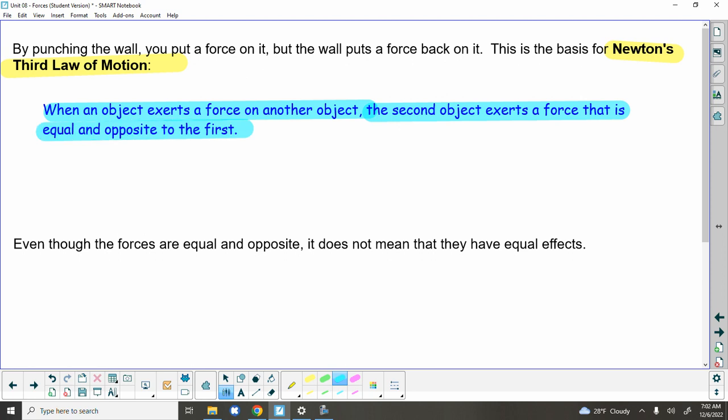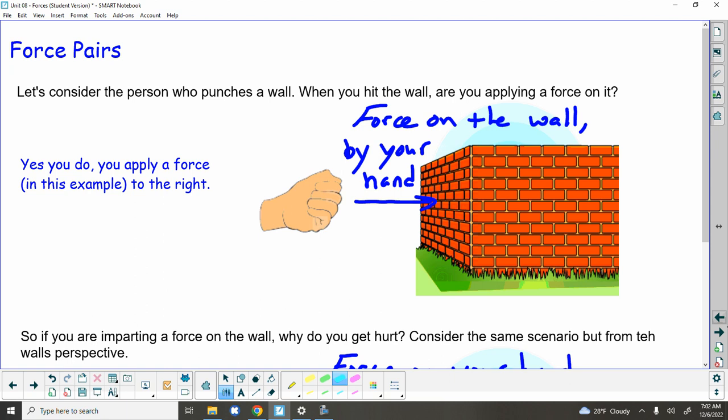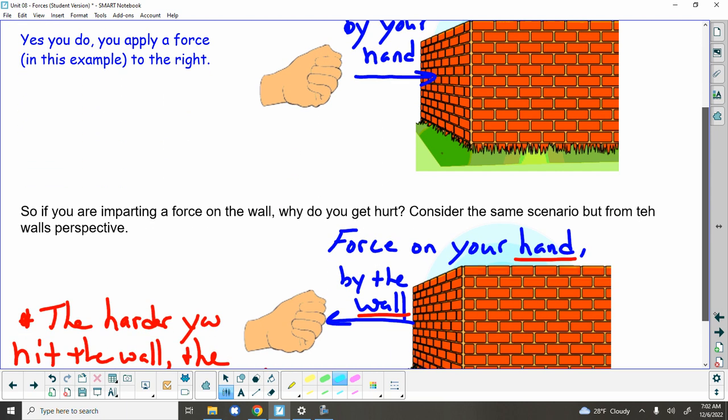So a hand applies a force to the wall. The wall applies a force back on the hand of the same magnitude, which is why if you punch that wall harder, it's going to hurt your hand more, because there's going to be more force being imparted back on your hand. And they occur in opposite directions, which we also see in the example. The hand is applying the force to the right, the wall is applying force back to the left.